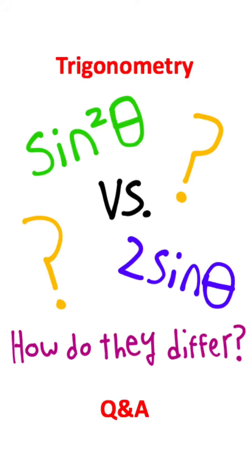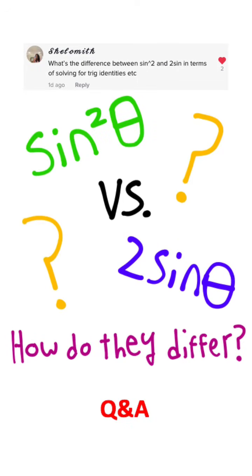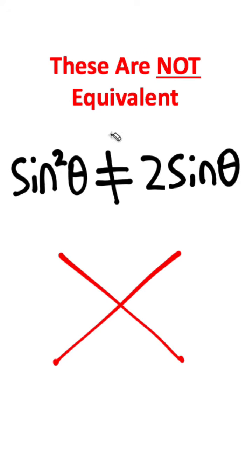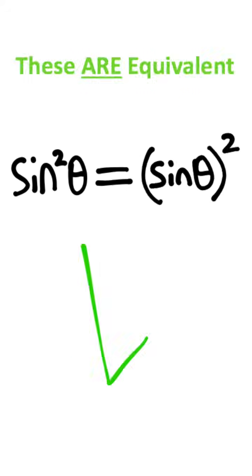So we got a really good question, which is what is the difference between sine squared theta and 2 times the sine of theta in trigonometry? These two expressions that you see right here on the screen are actually not equivalent expressions. Sine squared theta is not the same thing as 2 times the sine of theta. Instead, sine squared theta is the same thing as taking the entire function of sine theta and squaring it.